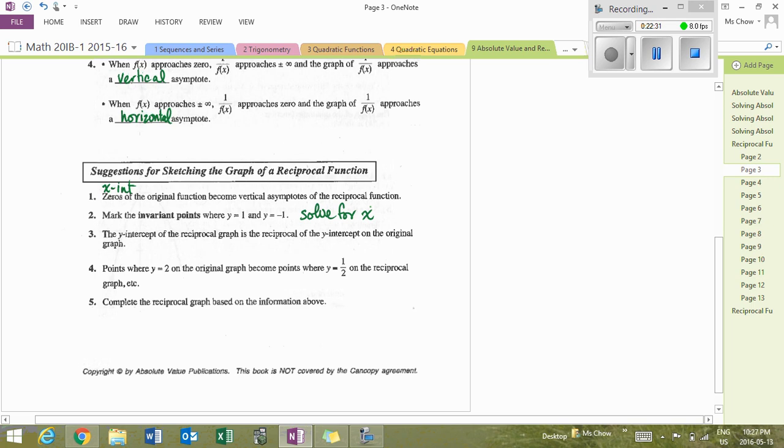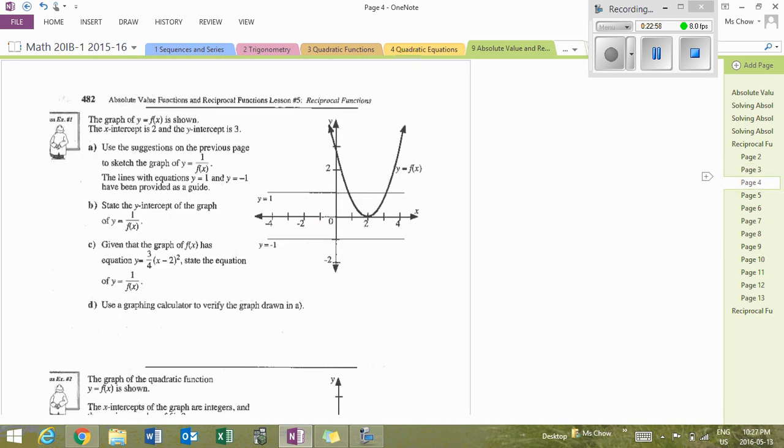Okay, and the y-intercept of the reciprocal graph is going to be the reciprocal of the y-intercept on the original graph. So if you've determined that the y-intercept is 4, then of course, they've actually kind of given that to you in number 4. If y is equal to 2, and that happens to be your y-intercept, then of course in the reciprocal it would be y equals 1/2. Okay, so let's take a look at some additional examples right here.